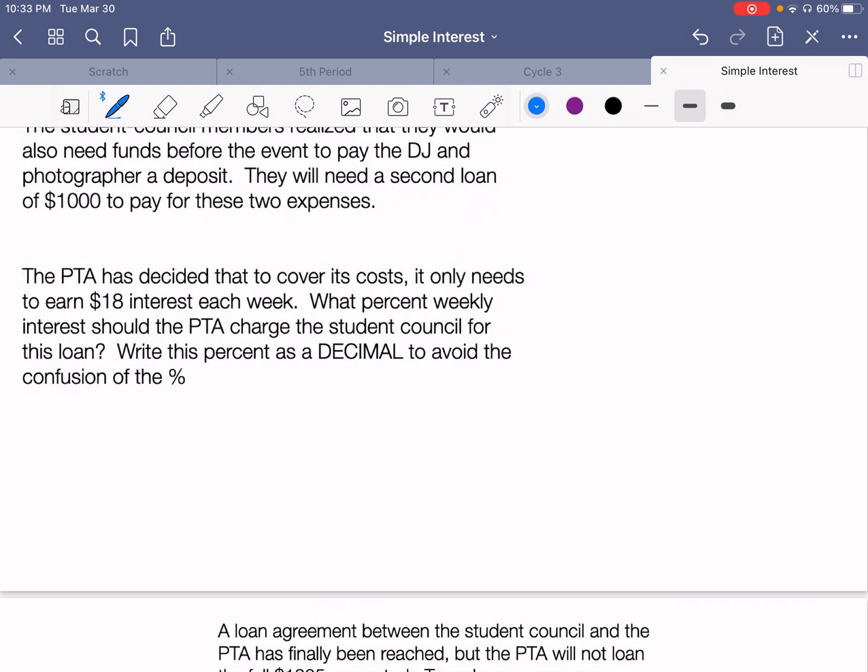Well, if we start with $1,000 and we don't know what my scale factor is, that's my x, and that's going to equal 18, right? 1,000 times what equals 18? So if we divide both sides by 1,000, we get x equals 0.018.